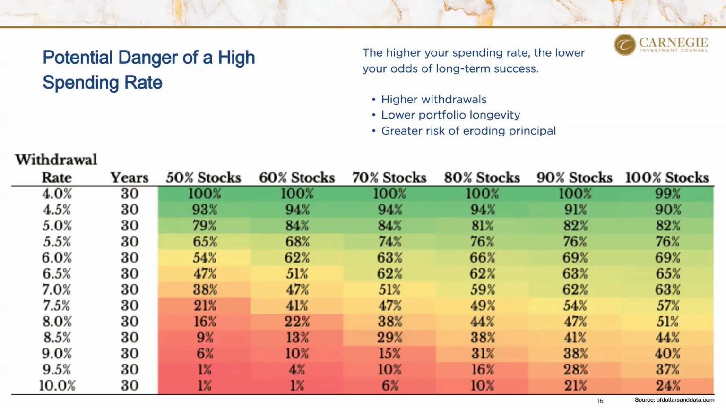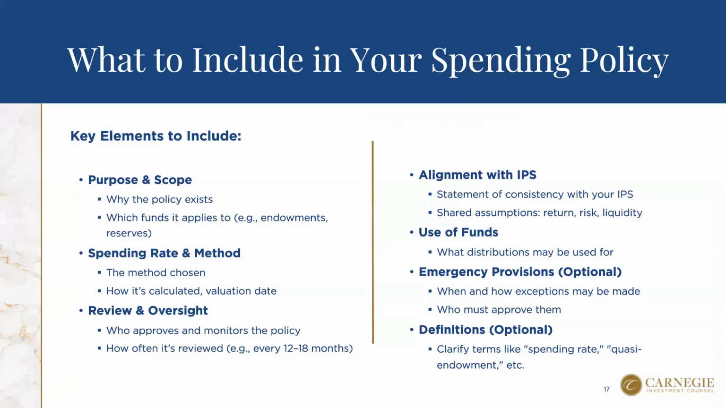Here's a great chart that speaks to the risks of a high spending rate. On the top, you have your allocation to stock versus bonds within a portfolio, and each row shows you that withdrawal rate over a period of 30 years. The heat map you see is the probability of success over the 30-year period from 1926 to 2022. As you can see, as you dial up your withdrawal rate, you increase the risk of depleting your account. So, practically speaking, what should actually be included in your spending policy?